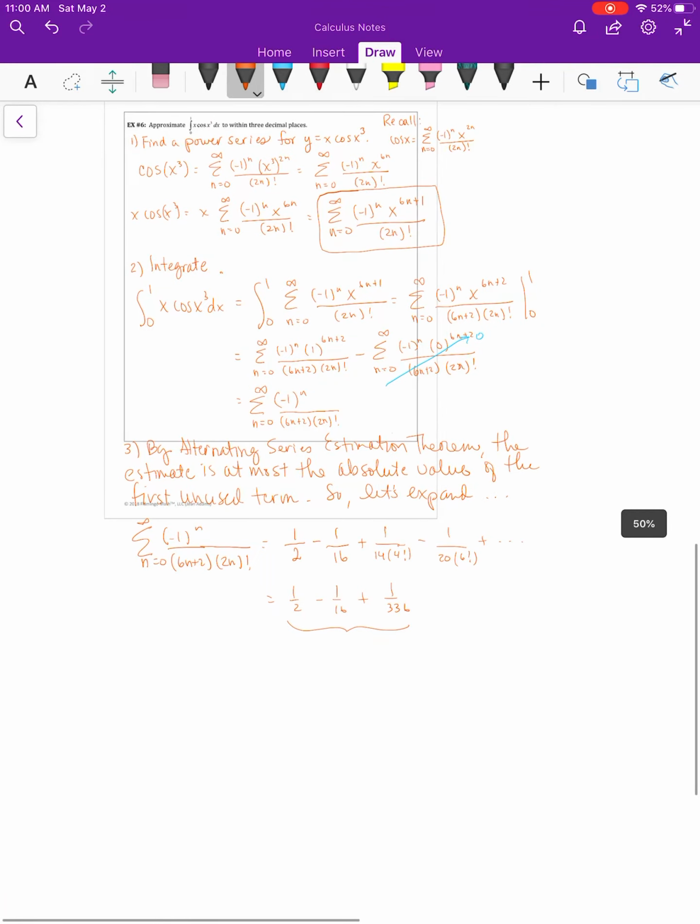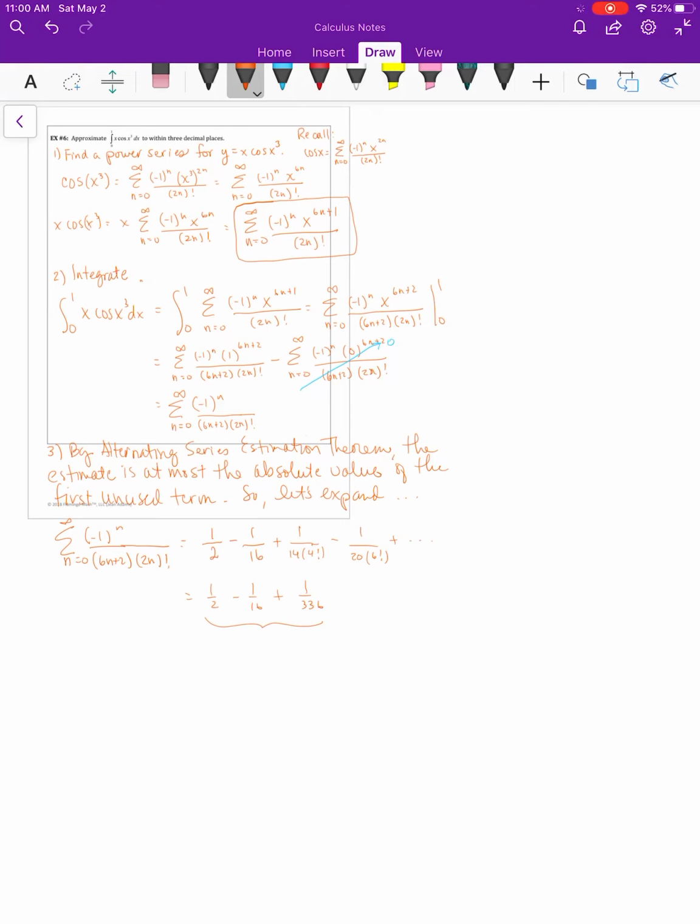So this is going to be 1/2 minus 1/16 plus 1 over 336. This right here, I want to see what that gives me. That actually gives me roughly 0.440, okay?